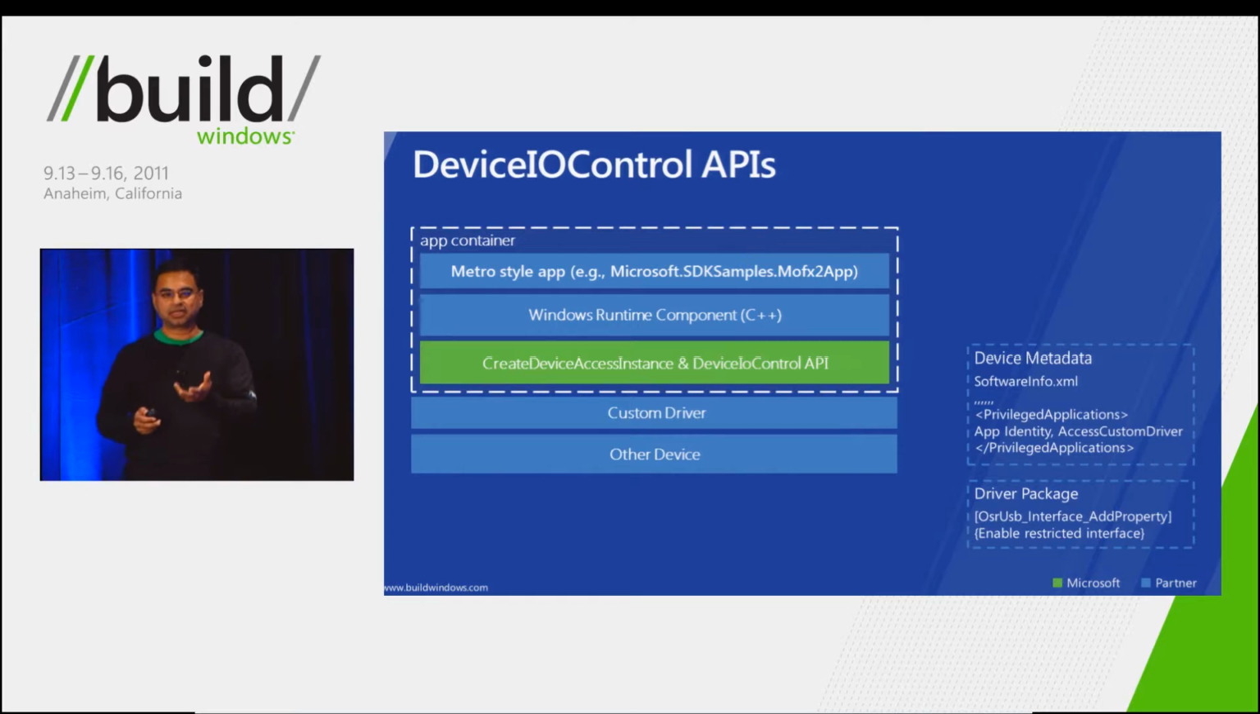Since these interfaces are available in C++ only, if your application is written in JavaScript or C#, you probably need a hybrid app. And this hybrid app has a C++ DLL that exposes WinRT objects to your application. And at the lower end, it actually issues the device I/O control commands.